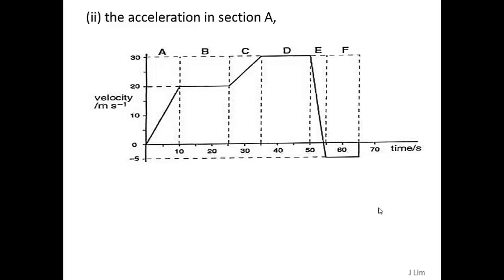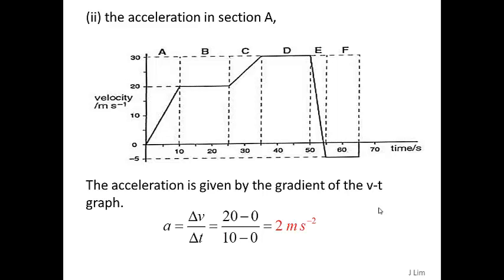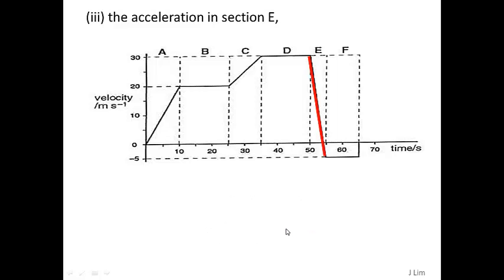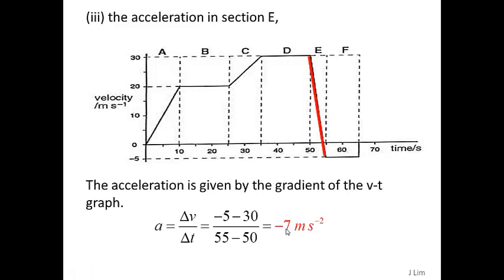The acceleration in section A. The acceleration is given by the gradient of the velocity time graph, so the acceleration will be 2 meters per second squared. The acceleration in section E, so same thing, acceleration is given by the gradient of the velocity time graph, so we'll get a negative 7 meters per second squared.